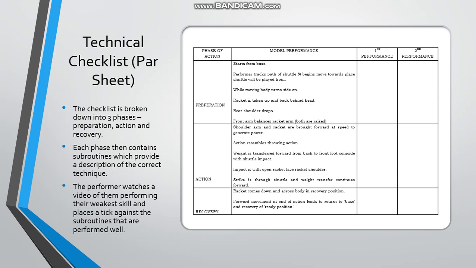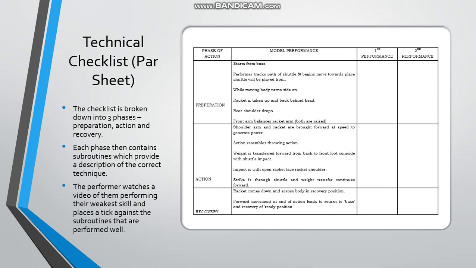This one wasn't on the very start page. This is the technical checklist, or a PAR sheet. It's called a PAR sheet because, as you can see on the right, it's got preparation, action and recovery. So this one, again, I think a lot of them are quite simple and quite straightforward when you get a bit of base knowledge about them. So the preparation, it tells you, starts from the base, performer tracks path of the shuttle, while moving they turn their body side on. And to the right, with the first performance, you would tick if they do that right, or you would leave it blank if they don't do that.